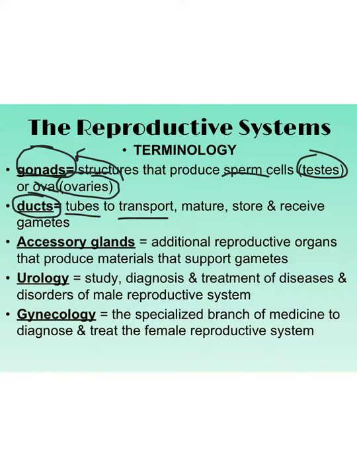Accessory glands, just like we've seen that word accessory in pretty much every unit we've done. These are just little helpful structures that are going to support in the formation of gametes, the sperm and egg. You males out there, someday you might need to see a urologist. That is study and treatment of disease of the male reproductive system. And females would go to a gynecologist. Gynecology.